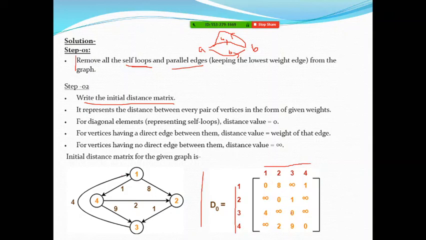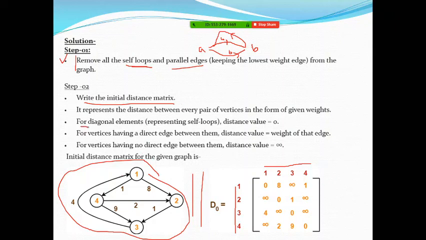So we are entering 0, 0, 0. Even if self loops are there, we are going to enter 0 only. We are removing those self loops. And if parallel edges are there, we are taking the minimum one. That means we can even redraw the given graph after applying the modification of step number 1. But this graph does not contain any self loop or parallel edges, so we can ignore step number 1 for this graph. So first, find the initial distance matrix. Yes, we obtained this distance matrix.